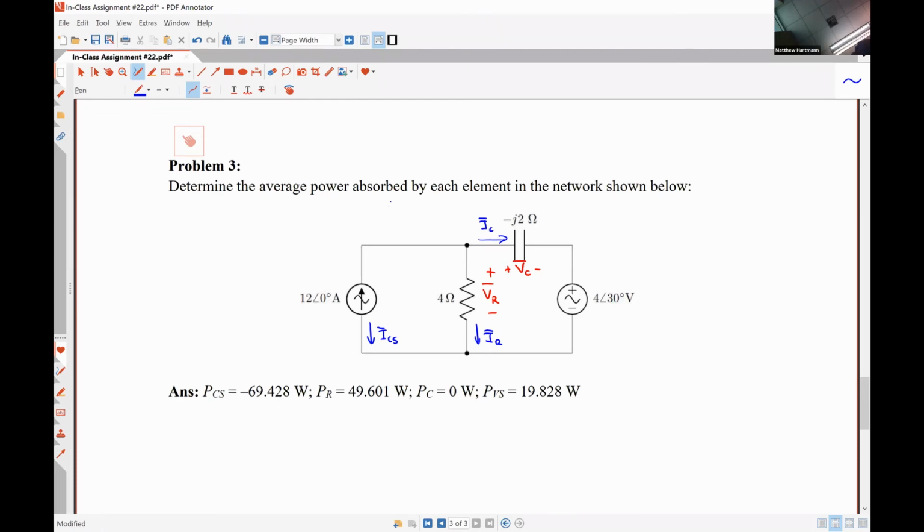Alrighty, so with that in mind, how could we go about determining any of these quantities? Anybody have any ideas here? Wouldn't ICS just be 12 angle 180 degrees? Okay. So our phasor current ICS, we know for sure is just going to be 12 angle 180 degrees amps. All right. What about the other 4 quantities that we need? How could we go about determining any of those?